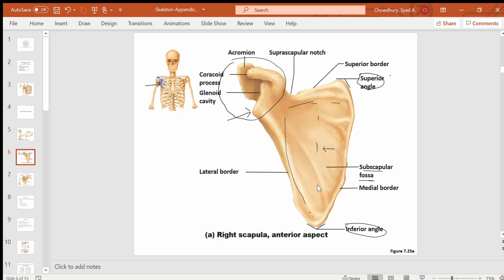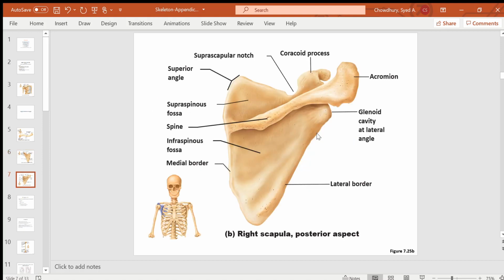And the subscapularis muscle attaches there. If you see the back, there is a structure that sticks out from the back, and this is called the spine of the scapula. This spine becomes this structure that is called the acromion. So the spine becomes the acromion.